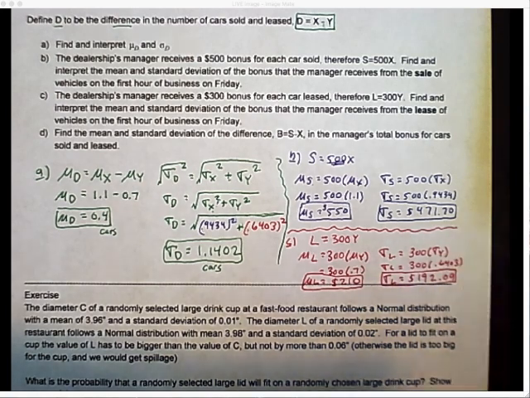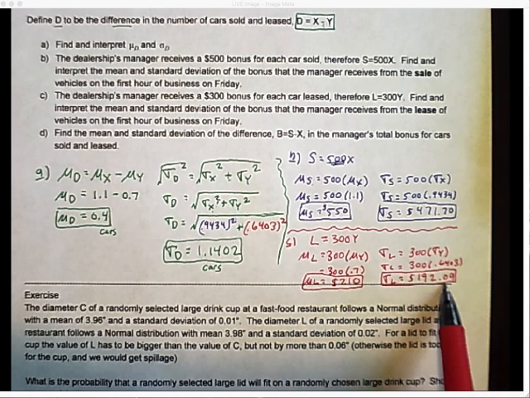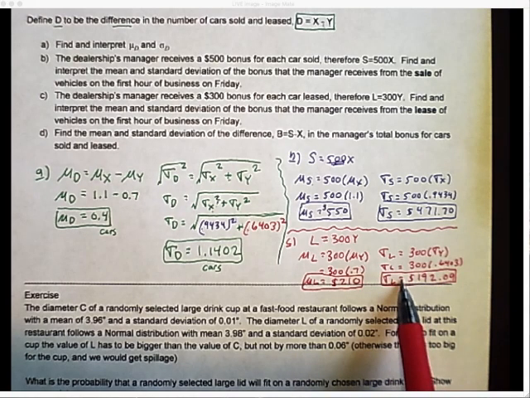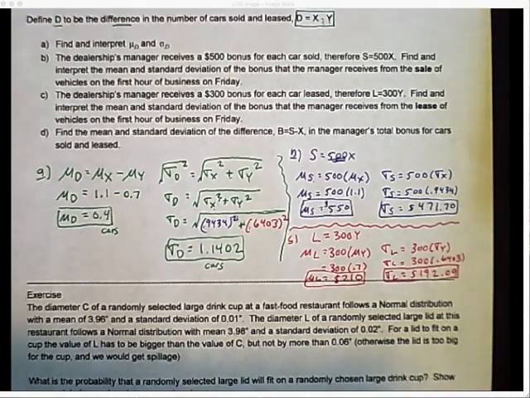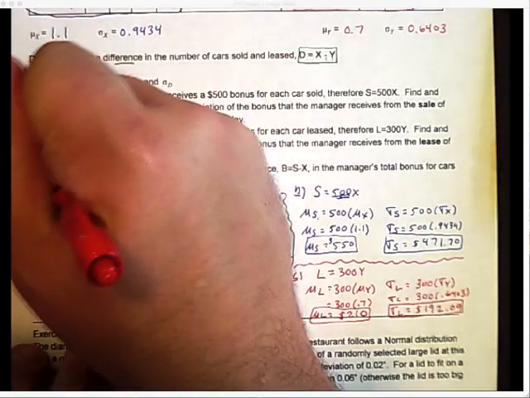All right. So on average, this is the bonus that the manager gets for leasing cars, but there's quite an amount of spread. It doesn't always get that. Sometimes it's less than that. Sometimes it's more than that. So we've done part A, we've done part B, we've done part C.